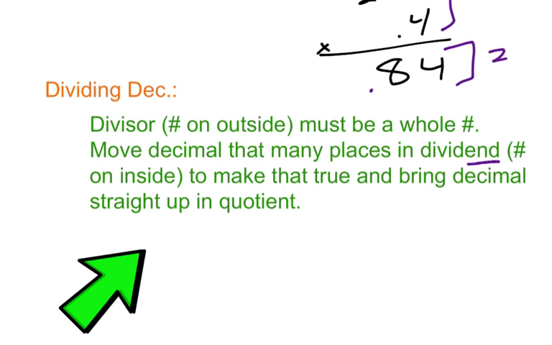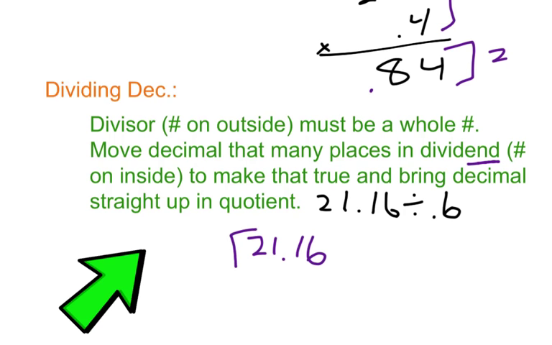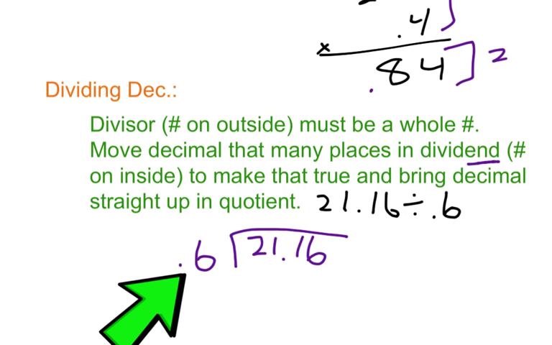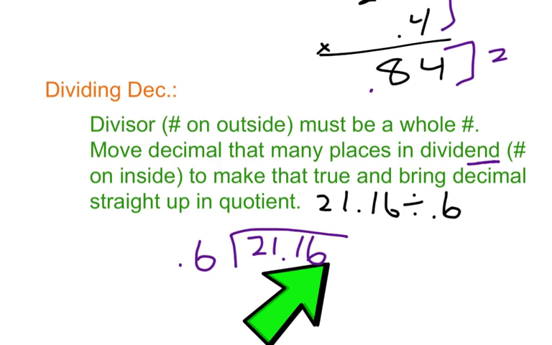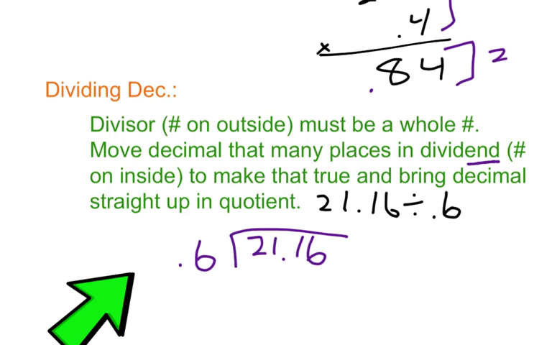Okay, so let's say we had 21.16 divided by 0.6. Or 21 and 16 hundredths divided by 6 tenths. So we're going to write it forwards and say it backwards. So 21.16 is our dividend, and then 0.6 is our divisor. And our notes say that we need to make this number a whole number, not this one, the divisor.